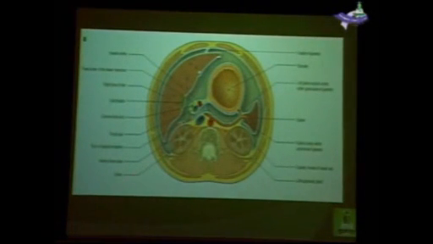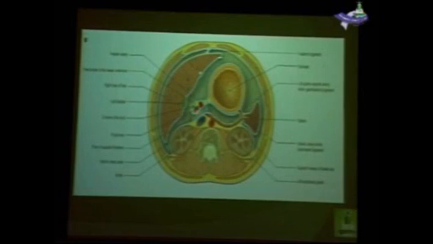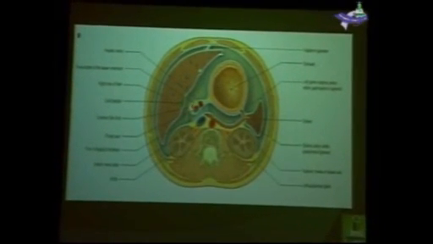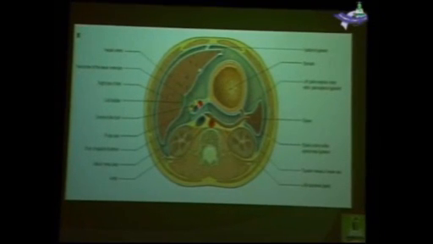Again, we can see that here. This is the hepatoduodenal ligament, and the posterior side, this is the portal vein. Anterior to the right is the common bile duct. Anterior to the left is the hepatic artery.